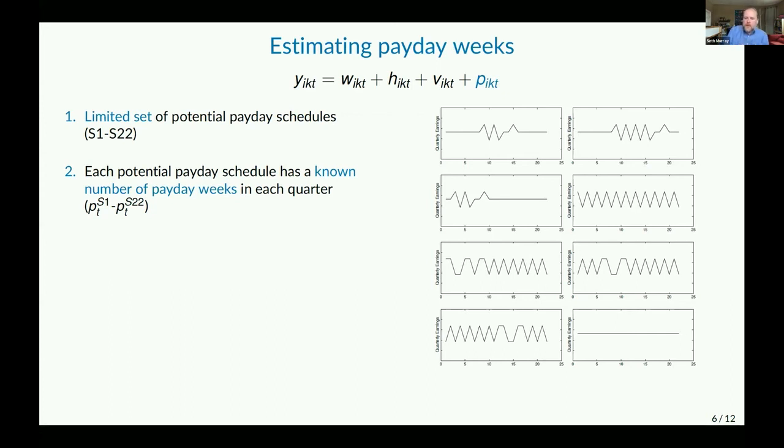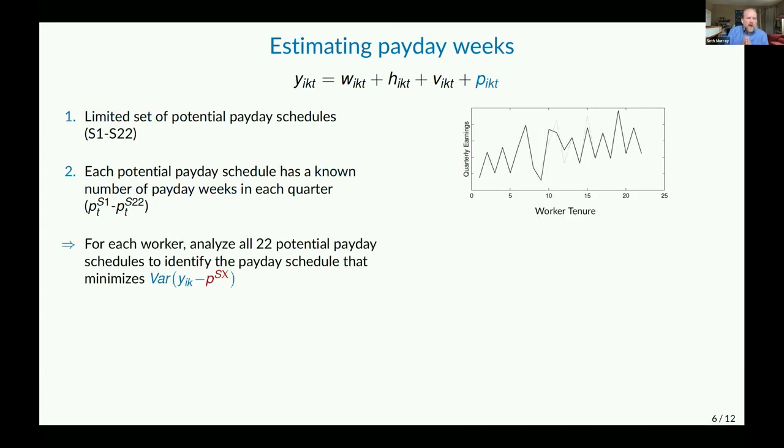So what that allows me to do is say, okay, for each individual worker, I want to find which of these different payroll schedules minimizes the variability of the worker's observed quarterly earnings series. If I subtract off the log number of paydays according to that particular payroll schedule, what does that do to the variability of each individual worker's earnings?